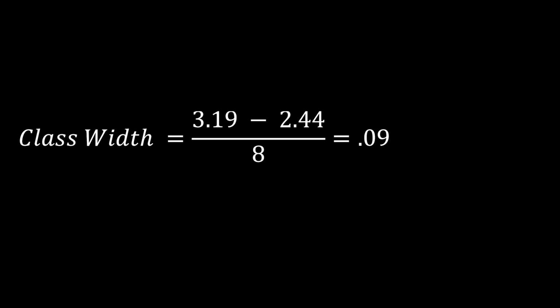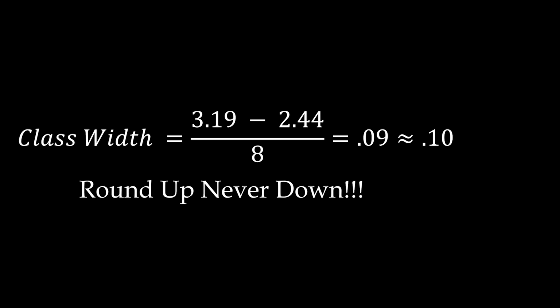For us, the class width would be 0.09, but 0.09 is not the most convenient number. We have a base 10 number system, so it's more natural for us to count by tens. So rather than having 0.09 as our class width, let's make it 0.1. This is okay to do actually. We can round the class width to whatever number we want as long as we're always rounding upwards, never downwards.